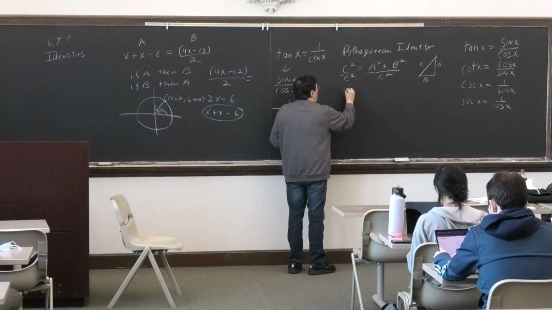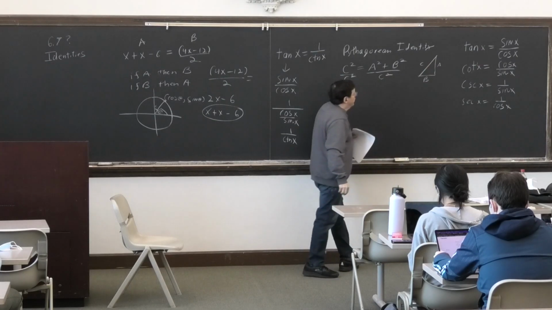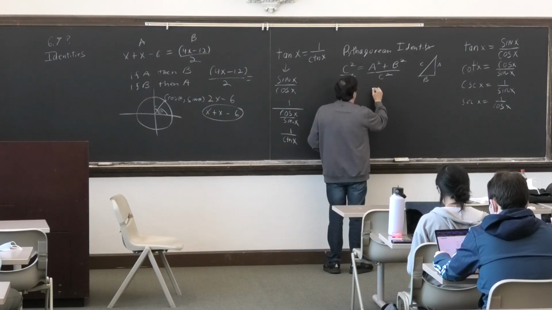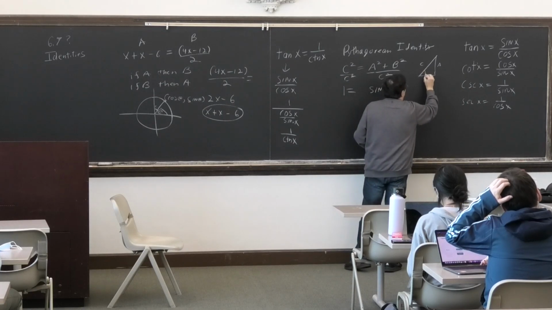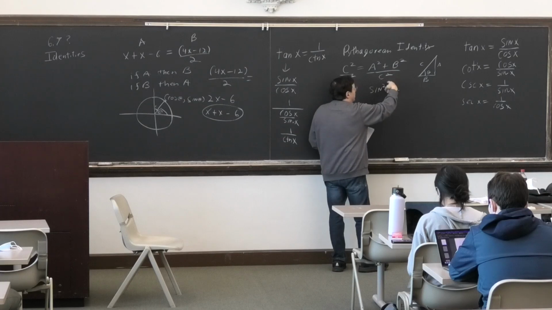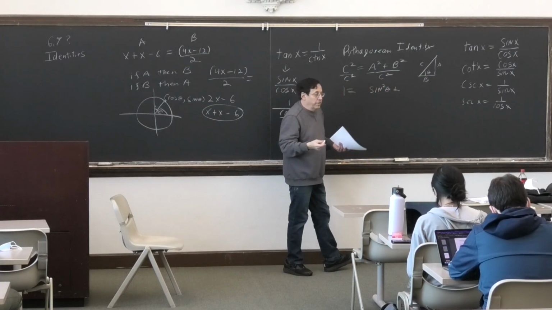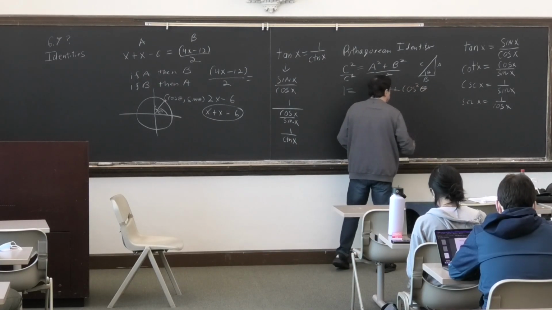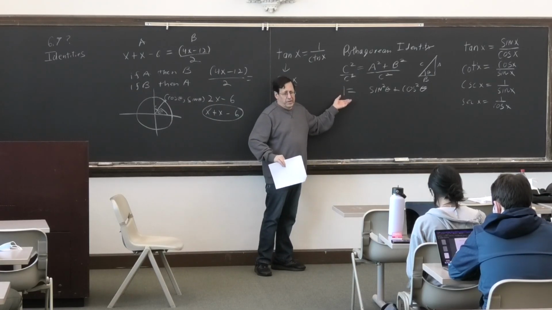So on the left, I get 1. Now, a over c, that's the opposite over hypotenuse. That's the sine. So a squared over c squared is just sine squared. I guess I should give this a label. And likewise, b over c, that's the adjacent over hypotenuse, is the cosine. So squared is the cosine squared. This is the most common form of the Pythagorean identity.